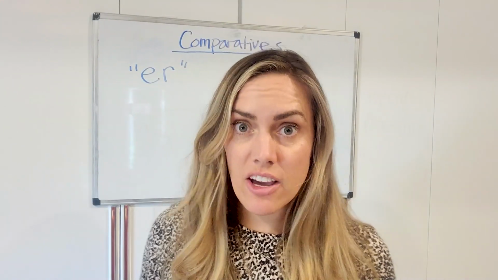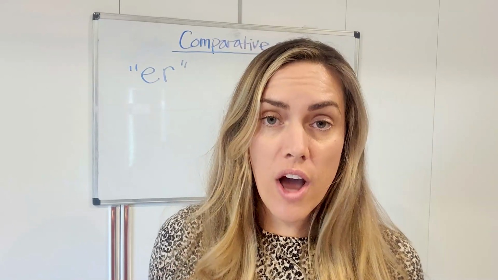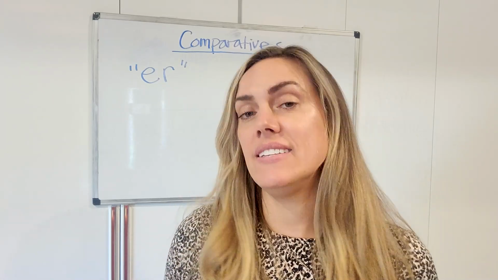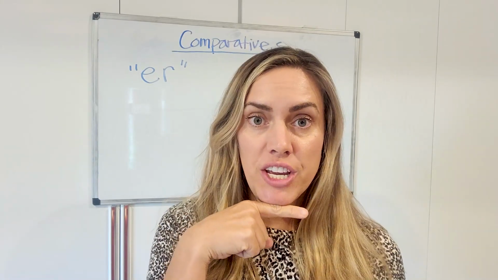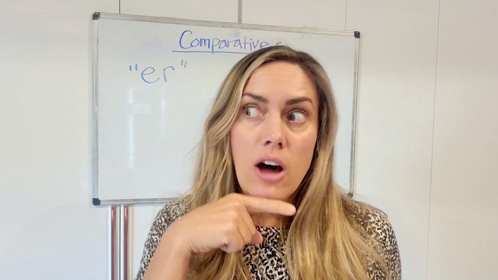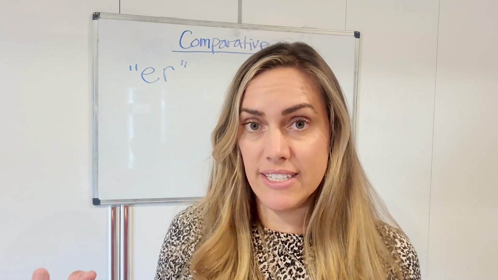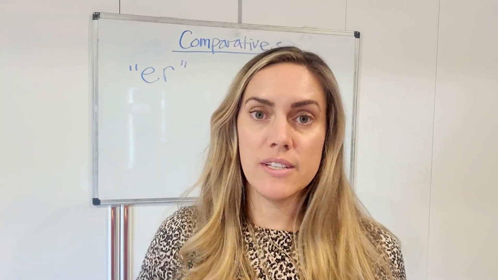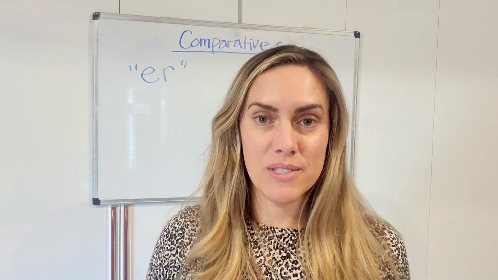So when do we use ER? So we use the ER at the end of an adjective when the adjective is one syllable. That means one beat, okay? And to test a syllable, you can just put your finger at the bottom of your chin and talk. The times it goes down, that's how many syllables a word is. So if I say run, that's one syllable. If I say eating, that's two syllables, okay?